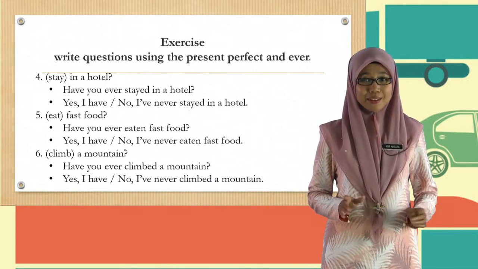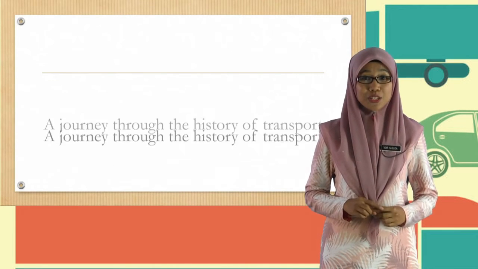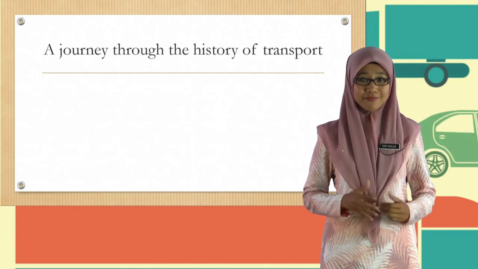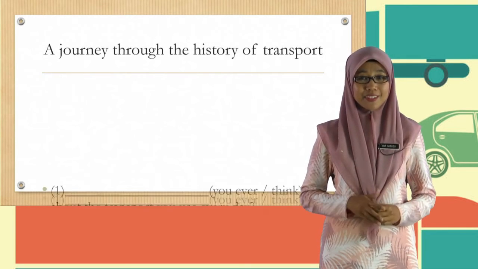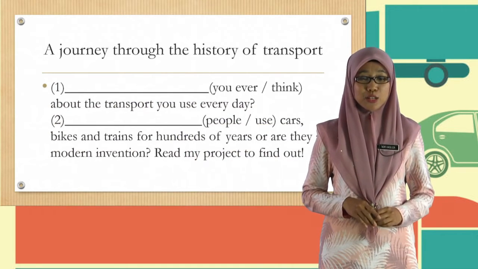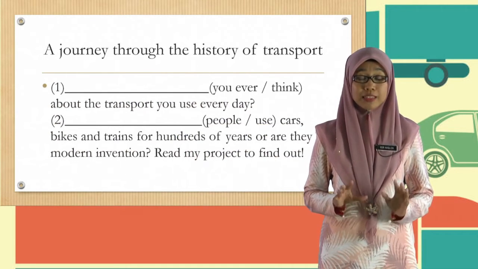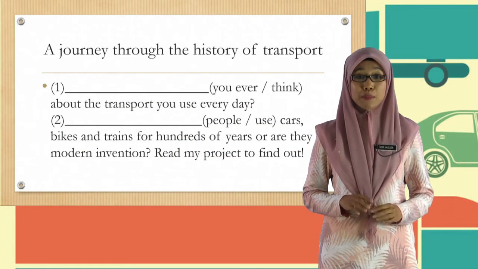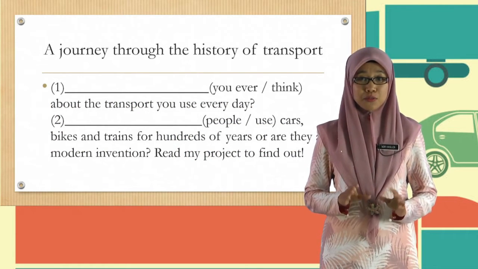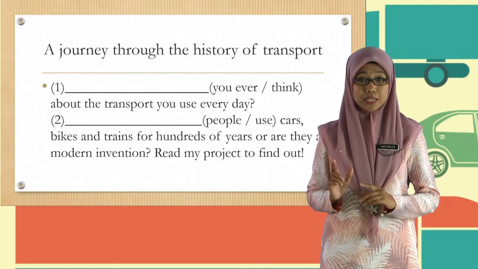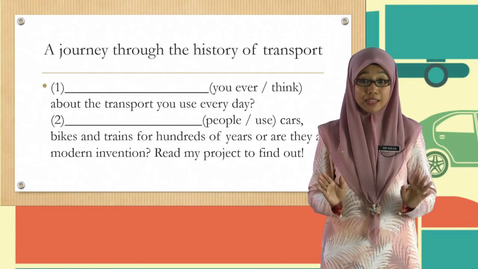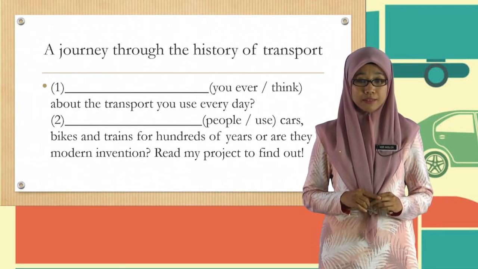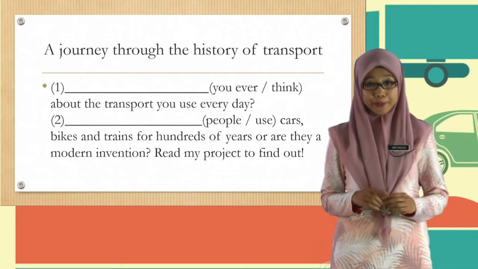We have a text about a journey through the history of transport. The text has some blank spaces. Your task is to fill in the blanks with the verb in present perfect. Try to differentiate whether it is a statement or a question first, so it will be easier for you to write the correct verb in present perfect. Okay, we look at number 1.